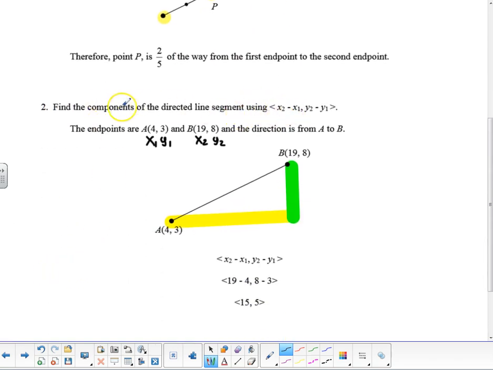The first thing we're going to do is find the components. That's the change in x and the change in y. So we label our starting point A as x1, y1, and our endpoint B as x2, y2. And we have our formula here, x2 minus x1, comma, y2 minus y1. So we take 19 minus 4 and 8 minus 3. That means our x value is changing 15 units and our y value is changing 5. From 4 to 19 is plus 15, and from 3 to 8 it's plus 5. That's what those numbers represent.